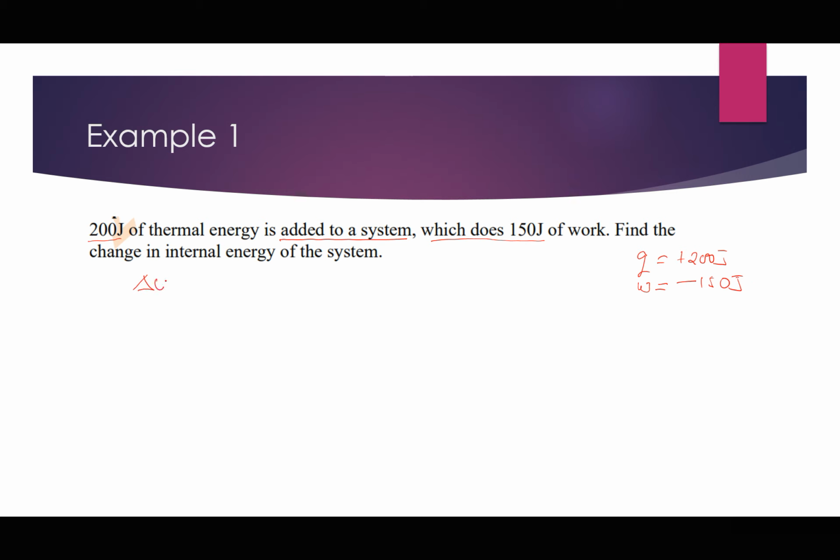We have already seen that the change in internal energy is equal to Q plus W according to the first law of thermodynamics. So this will be equal to Q, which is positive 200, plus W, which is negative 150. And this is positive 50 joules. You notice that this change is positive. And because it is positive, the direction of the change in internal energy is an increase. A positive change in internal energy means an increase in internal energy.